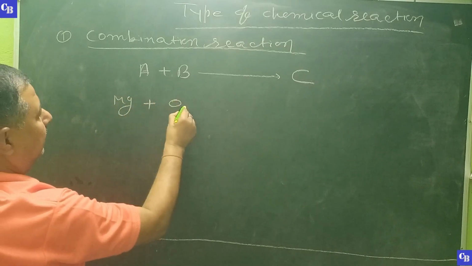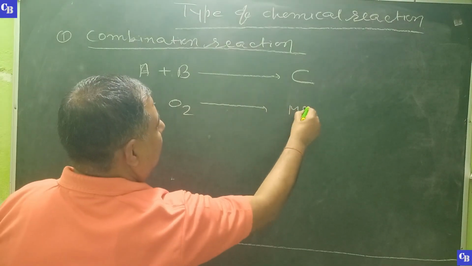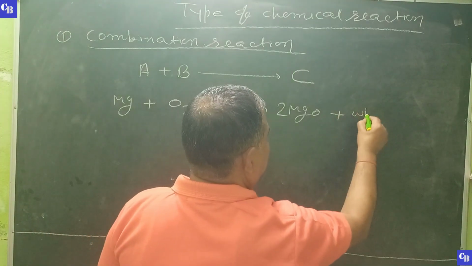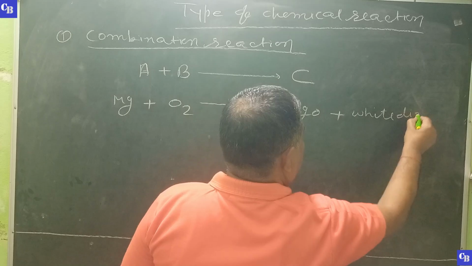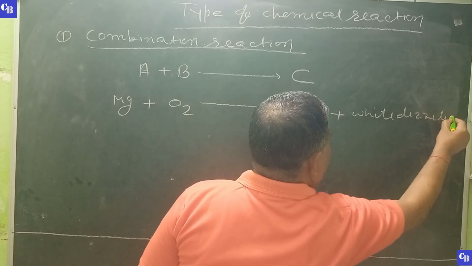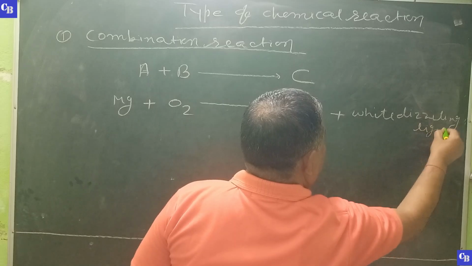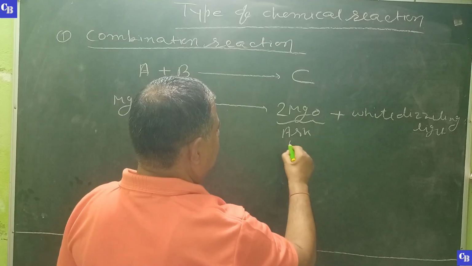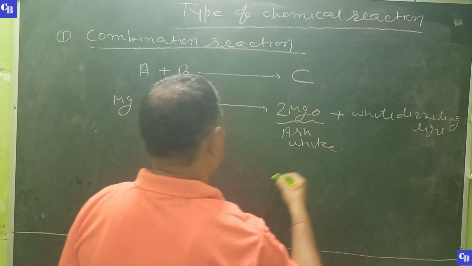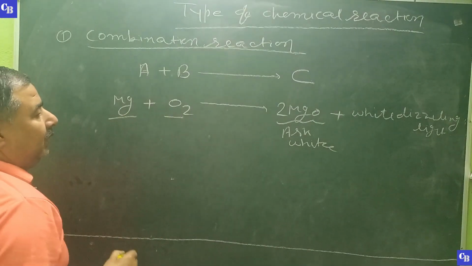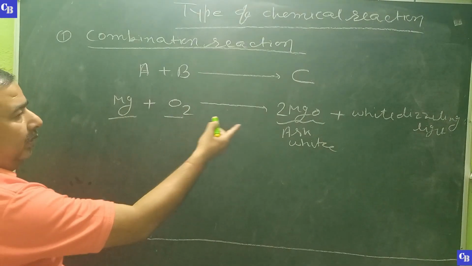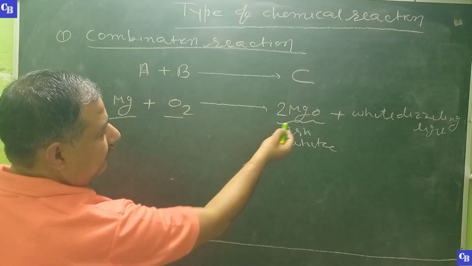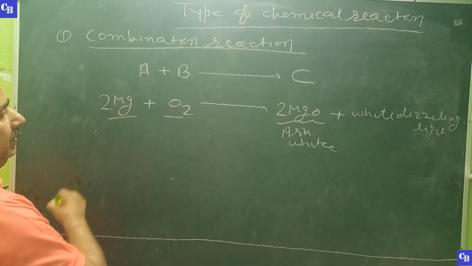Magnesium reacts with oxygen to form magnesium oxide with a white dazzling light. Magnesium oxide is white. Here magnesium and oxygen combine to form magnesium oxide. Here there are two atoms of magnesium on the product side, so you write it like this to balance it.